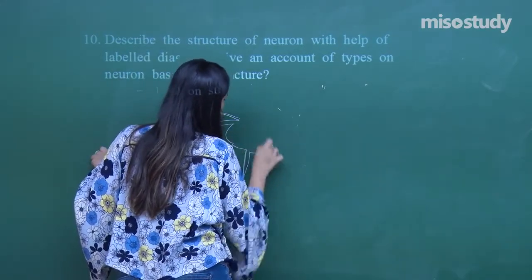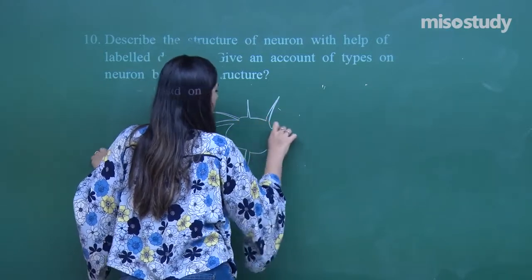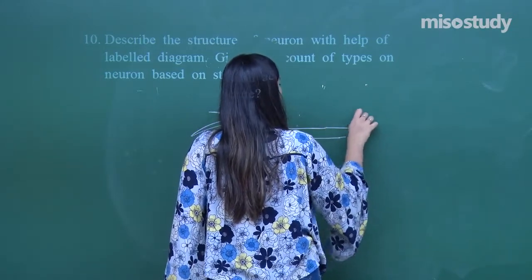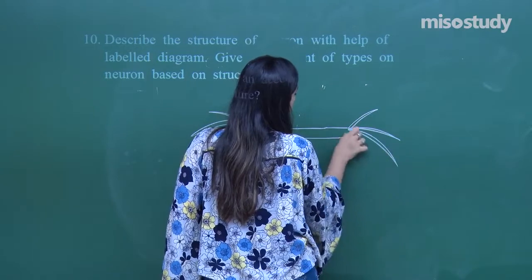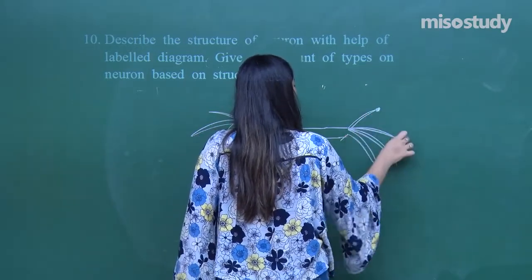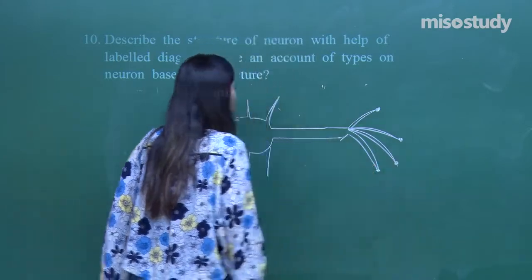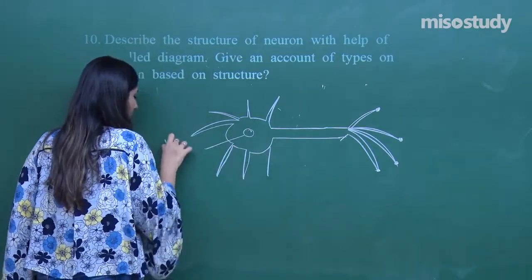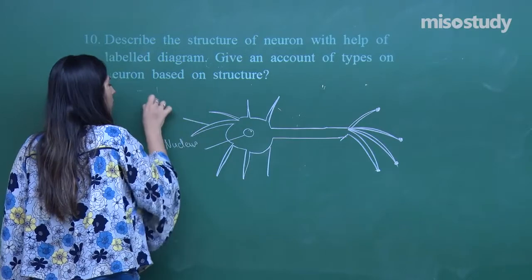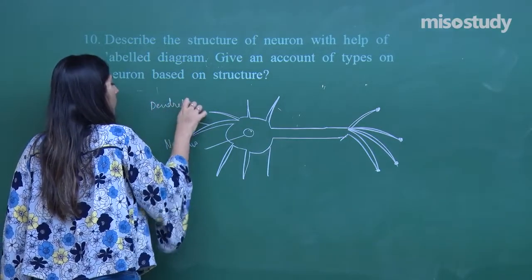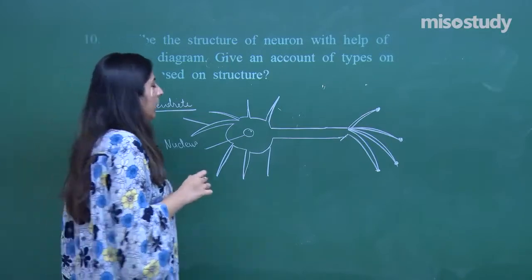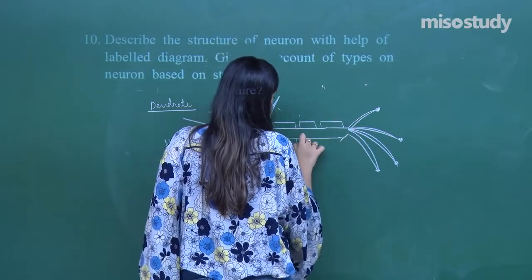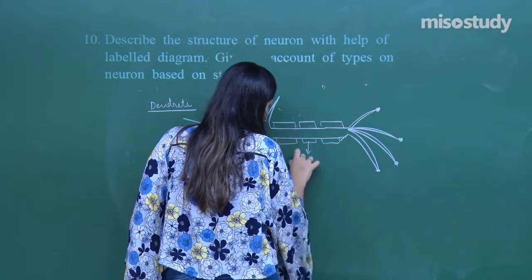Here, the cell body is present. After that, the axon is there. These are called axon terminals. This is the structure of a neuron, right? In the case of a neuron, this is called the nucleus. These are called dendrites. This is called the myelinated fiber. Myelin sheath.